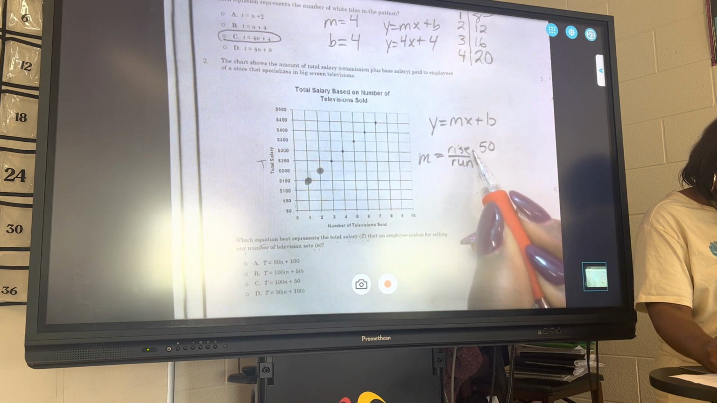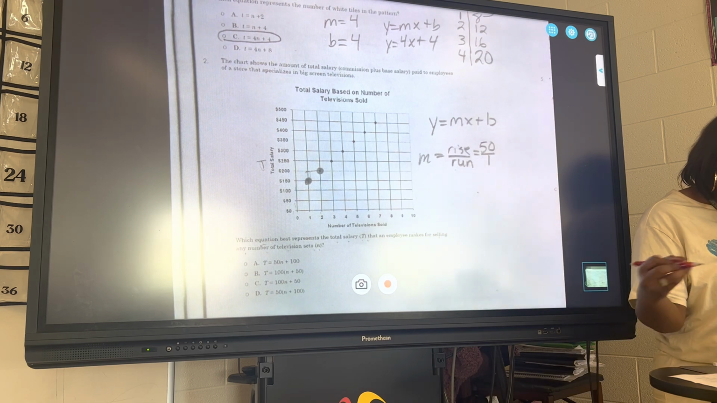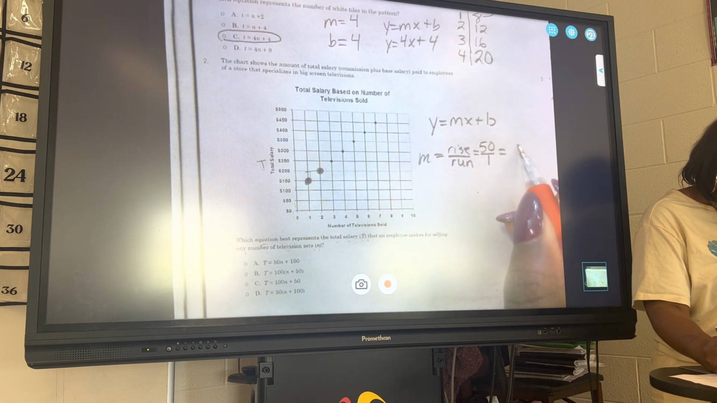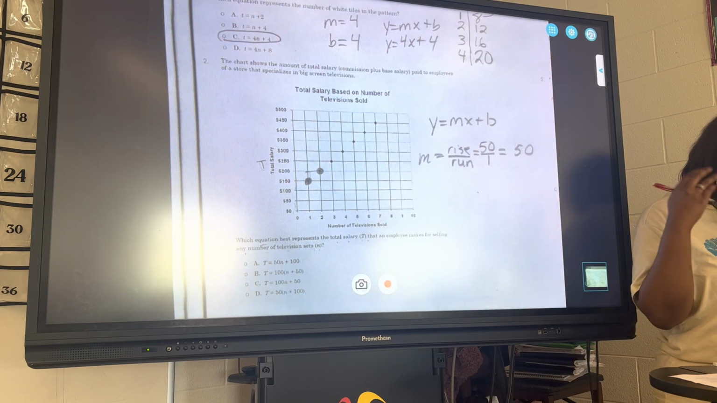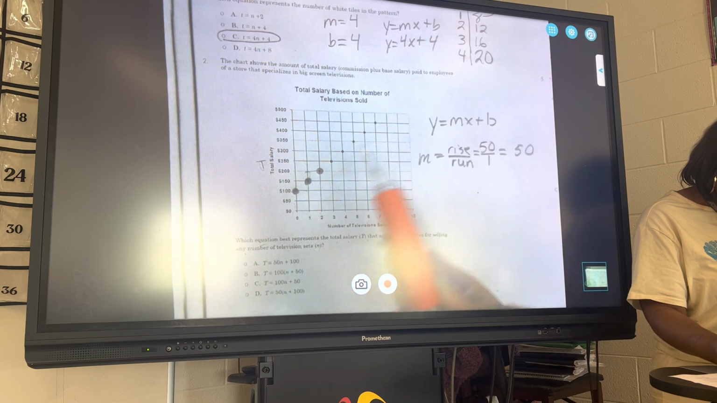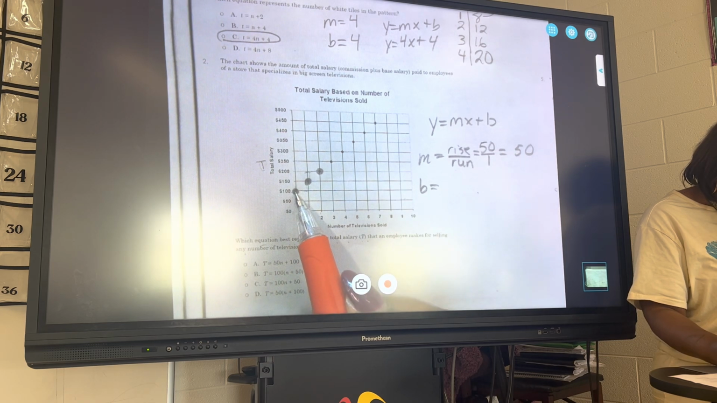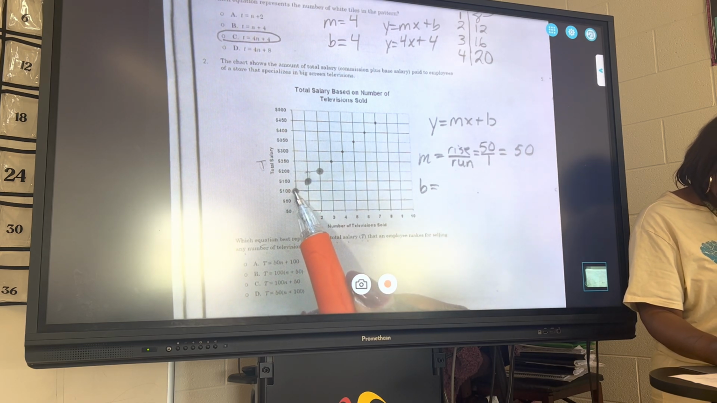50. So I went up 50, rise is 50. Does that make sense? Run, how many am I going over? 1. So my slope is positive 50. Now I have to look at the y-intercept. If I continue the rise over run pattern, my y-intercept would be right here. So what is the starting amount, or my b, where x is equal to 0? What's my b? 100.